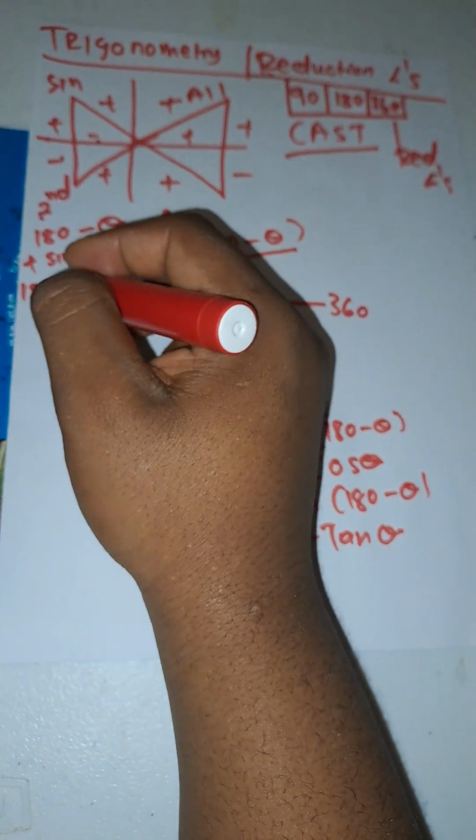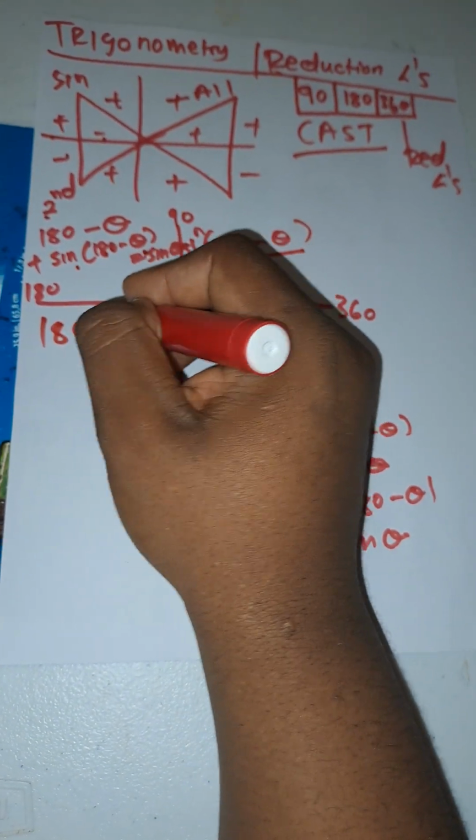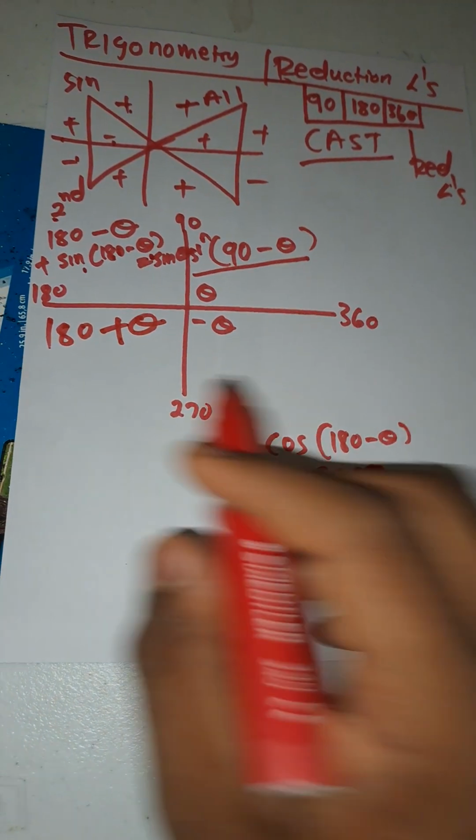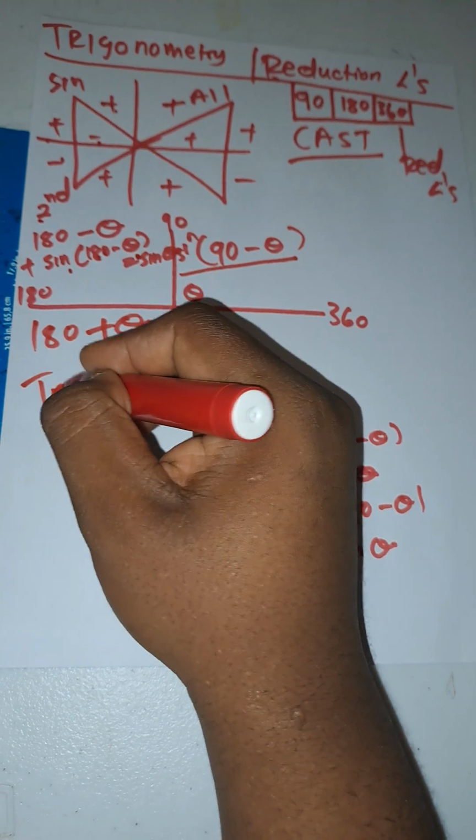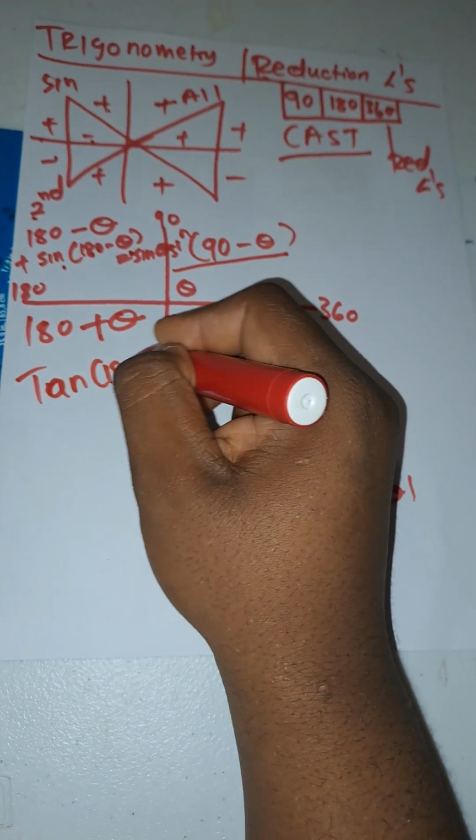Let's go to the third quadrant. The third quadrant is 180 plus theta. In the third quadrant, what did I say? Only tan is positive. So tan of 180 plus theta is what?